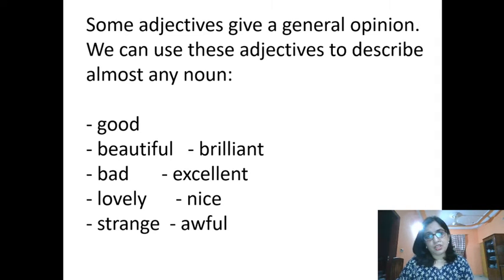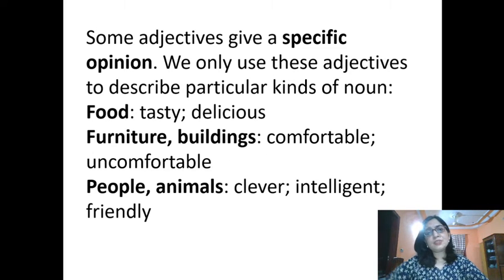That is the question. Some adjectives give a general opinion. We use these adjectives to describe almost any noun. So you have general opinion adjectives, for example, good and bad and beautiful and ugly and strange and awful and nice, and these are common words, and you can use these adjectives with almost any noun. You can say this is excellent and that was nice and this is awful. So there's no pragmatic rule that would restrict you from using this adjective with this noun, because these are general opinions.